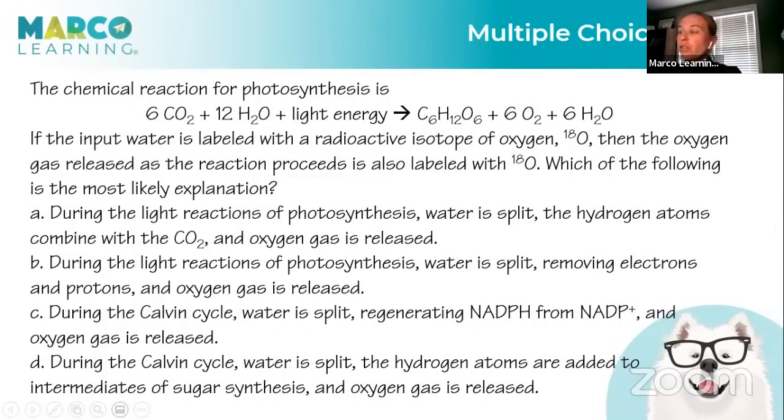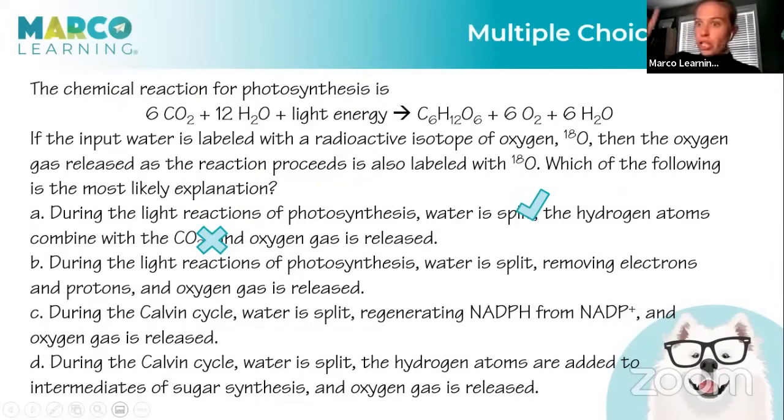So during the light reaction of photosynthesis, water is split. Yeah, that happened. Awesome, cool. The hydrogen atoms combine with the carbon dioxide. No, we didn't talk about that happening. And oxygen gas is released. That did happen. Okay, cool. So we have something that's wrong in this. And you're going to see that happening a lot, where there's some stuff that's right in your answer choice, but there's also some stuff that's wrong. So you need to look very closely at your answers to ensure that you're picking the right one.